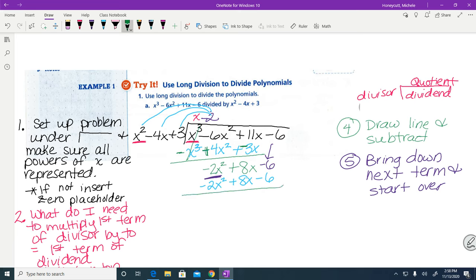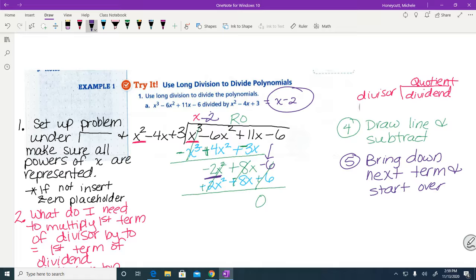Then we can draw a line and subtract, not plus, subtract. And again, one way to subtract, which is the safest way, is to just change all of the signs, because subtract means make it the opposite. So negative 2 plus 2 cancels. 8 minus 8 cancels. Negative 6 plus 6 cancels. So that means that our remainder would be 0. So when I divide x cubed minus 6x squared plus 11x minus 6 by x squared minus 4x plus 3, I get x minus 2.